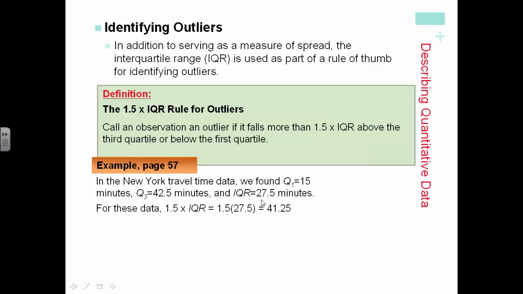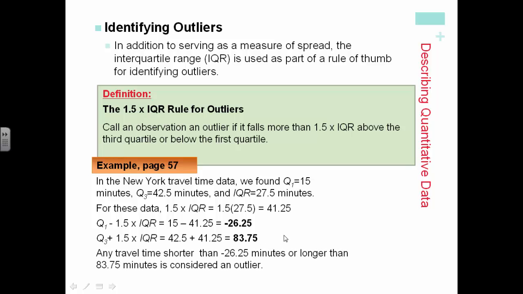In our example, we found the IQR to be 27.5 minutes. We multiply 1.5 times our IQR of 27.5 and get a value of 41.25. To find the first outlier, take Q1 minus that value we just found, which is 15 minus 41.25. To find the next outliers, take Q3 plus the 1.5 times IQR. We end up with 83.75.